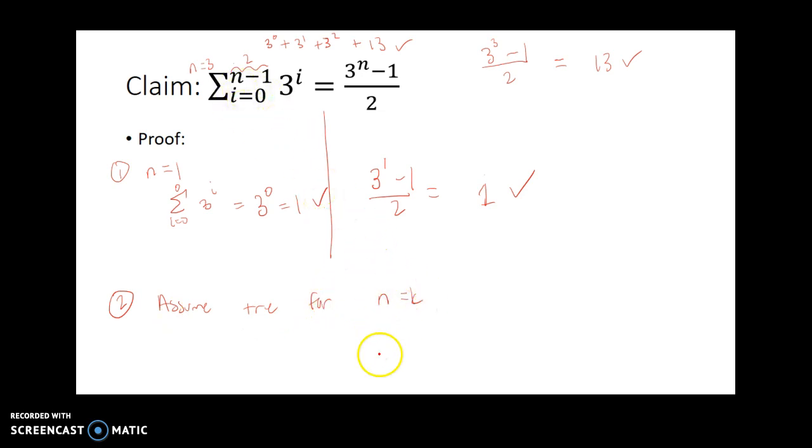So what does that mean? Well, it means that the sum from i equals 0 all the way up to k minus 1, so we're replacing n with k, of 3 raised to the i power is going to be 3 to the k minus 1, all divided by 2. Okay, so this is the fact, this is the thing that I want to be able to use. The reason I assume this, other than the idea of the domino effect, is that I now am going to use this algebraic structure to help me in my next case.